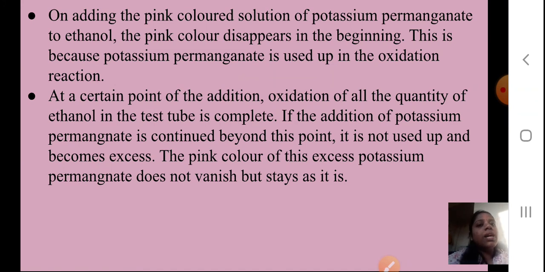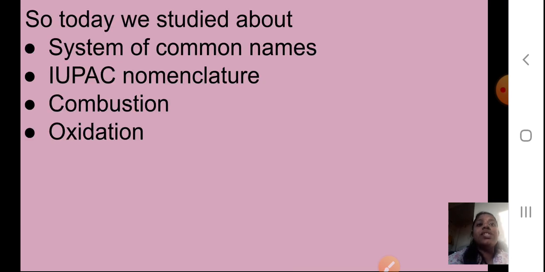I hope you have understood both combustion and oxidation reactions. So today we have studied, students, first the system of common names, because there were very few carbon compounds, so common names were used by the scientists. Then we saw the IUPAC nomenclature. We have studied how to give the name, how to do the numbering, students. As I told you, all the tables are very important. You are going to study them properly.